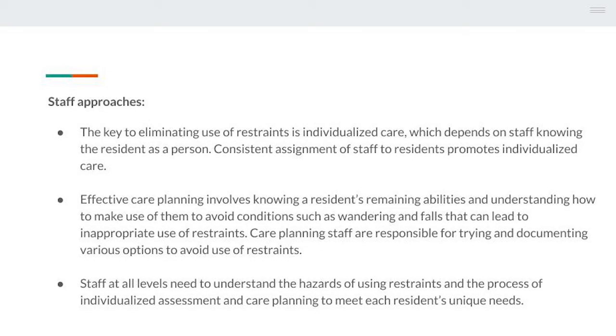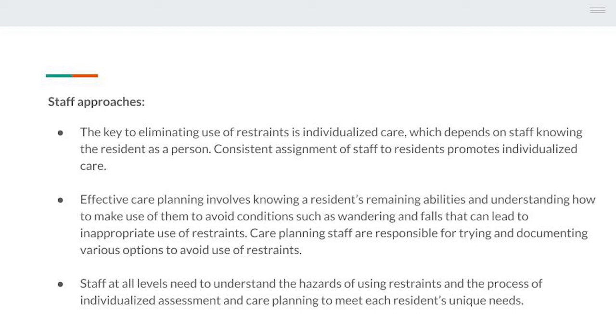Now, the key to eliminating the use of restraints is individualized care, which really depends on staff knowing the resident as a person. Consistent assignment of staff to residents promotes individualized care. Effective care planning really involves knowing a resident's remaining abilities and understanding how to make use of them to avoid conditions such as wandering and falls that can lead to inappropriate use of restraints. Care planning staff are responsible for trying and documenting various options to avoid use of restraints.